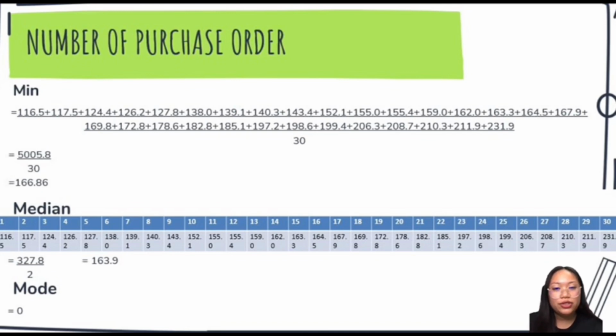Median for metric 2. Since the number of observations is even also, I sum up the values at the 15th and 16th positions and divide by 2, and the answer is 163.9. The mode for metric 2 is 0, no mode in the data.